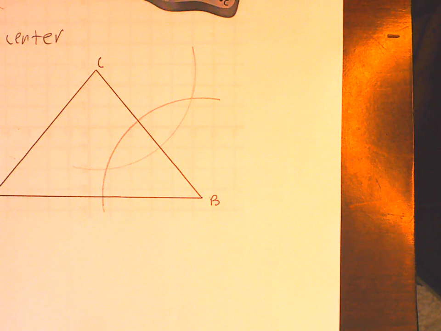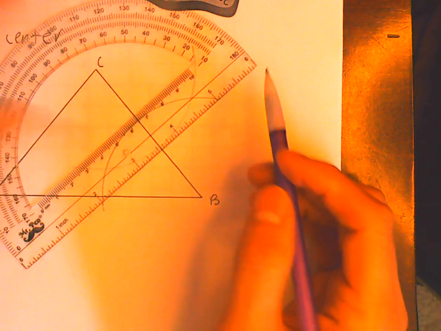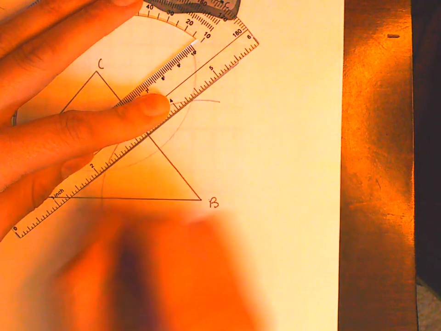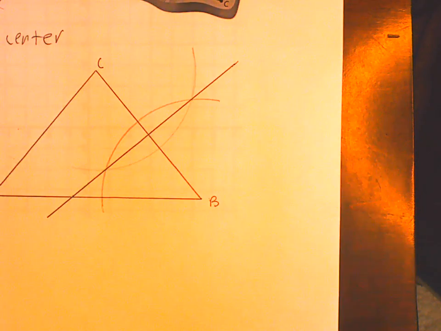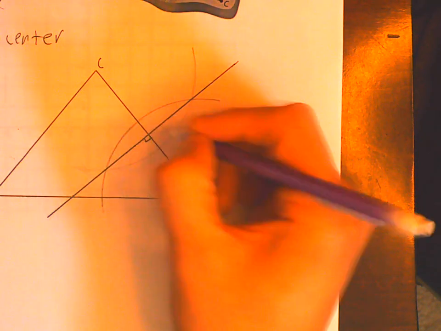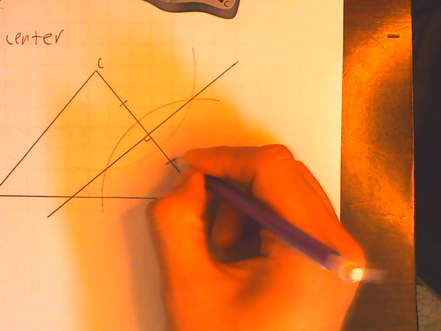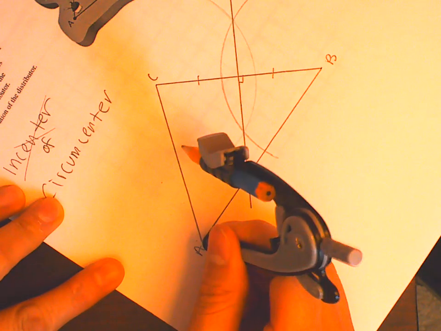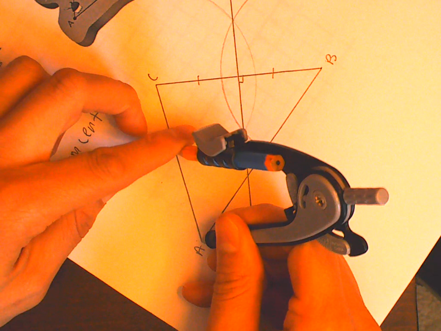I'm doing it a little faster because you guys have already seen this. Then from there, draw your line. That's the first perpendicular bisector. Now do it again. I'm going to do AC now. You could have done AB, it doesn't matter. You get the same point.